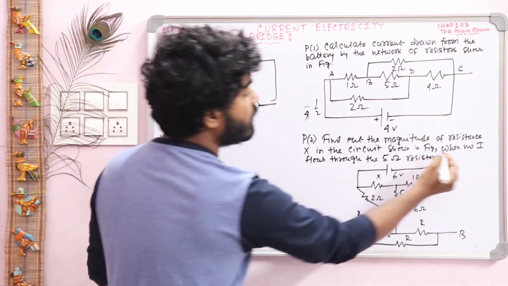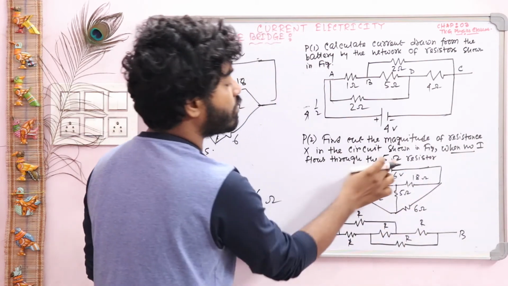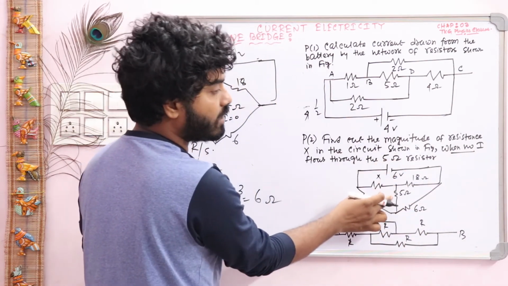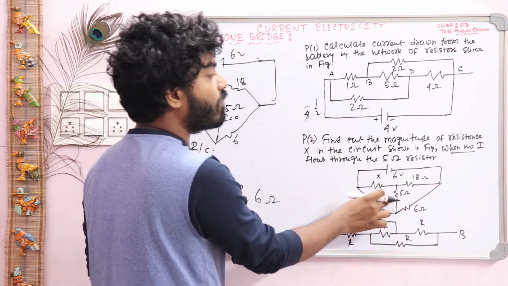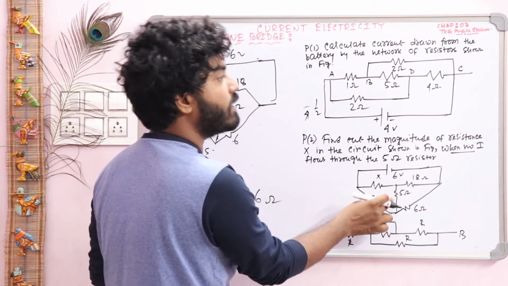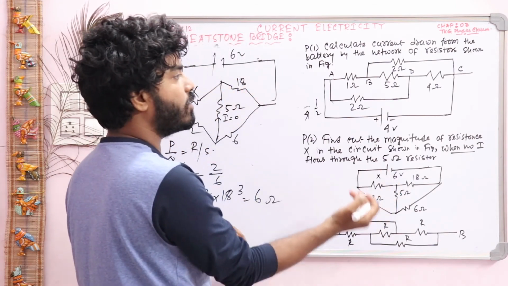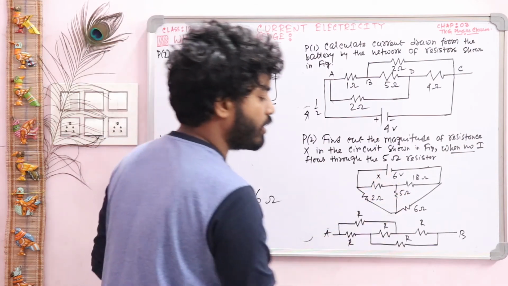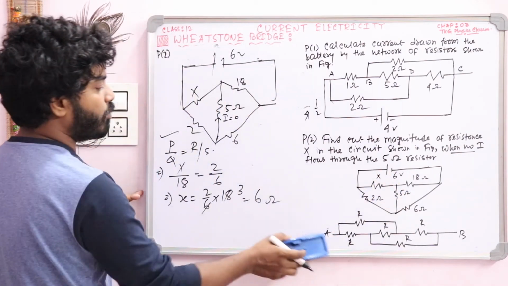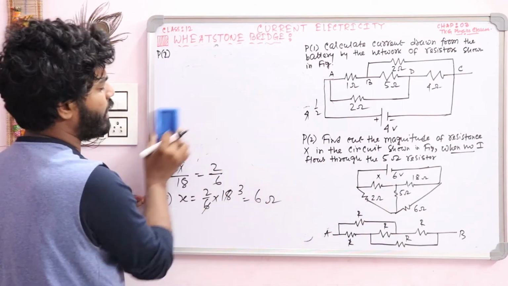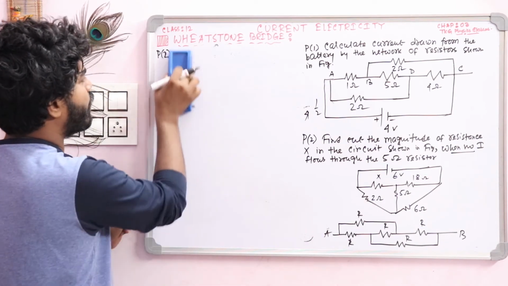Why balance condition? Here condition given is when no current flowing through the 5 ohm, 5 here resistance of galvanometer, and the no current flowing through 5 ohm, that means the galvanometer resistance 0. Galvanometer resistance 0, that implies the balance condition of Wheatstone bridge. Okay, now problem 3. Same thing, similar to problem 1.